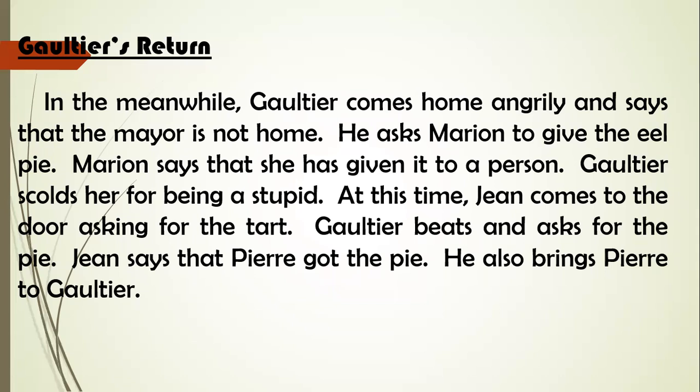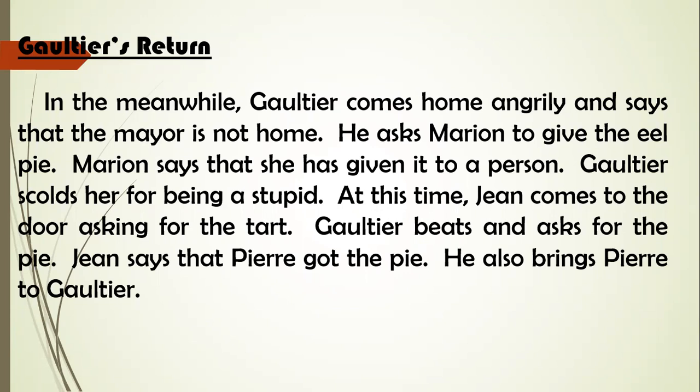Now Marion is surprised and she says, "What? That has been given to a person whom you sent, the messenger." Gaultier scolds her for being stupid and gets more angry. "I did not send any messenger, but it was already tricked by Jean and Perry here."